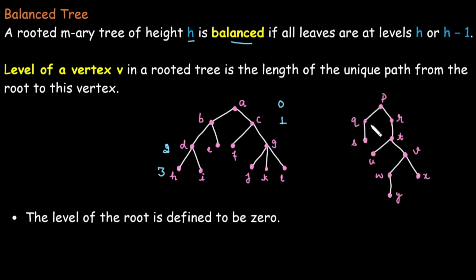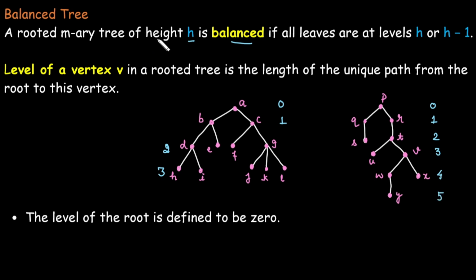Also, we can find the level of the vertices in another tree. Here we have a rooted graph with root P. So the level of the root is 0. These two vertices are at level 1. These two vertices are at level 2. These two are at level 3. These two are at level 4. And vertex Y is at level 5.